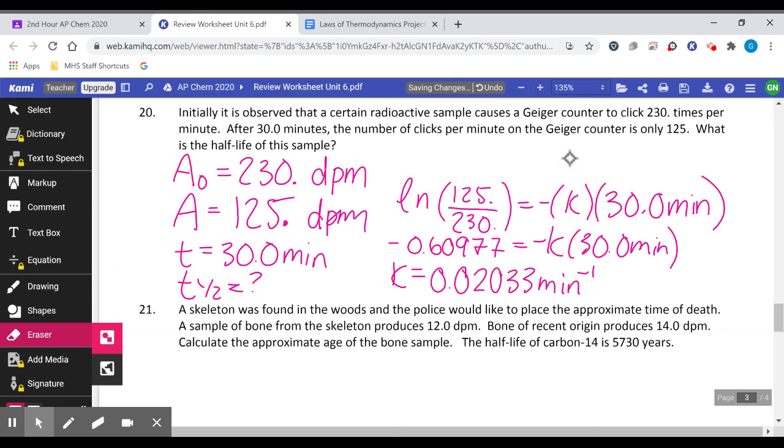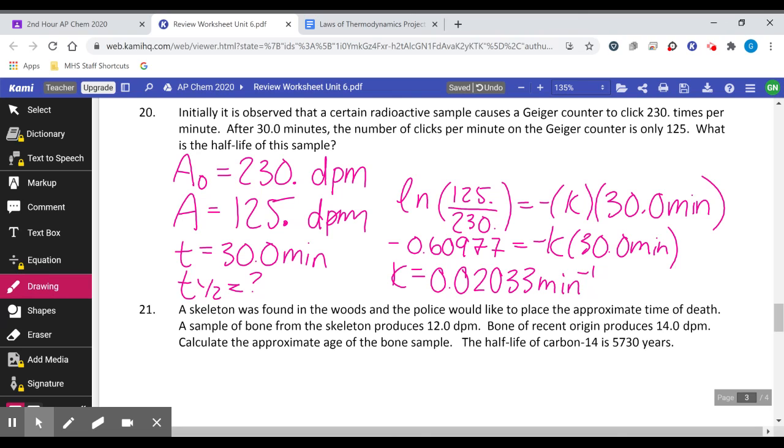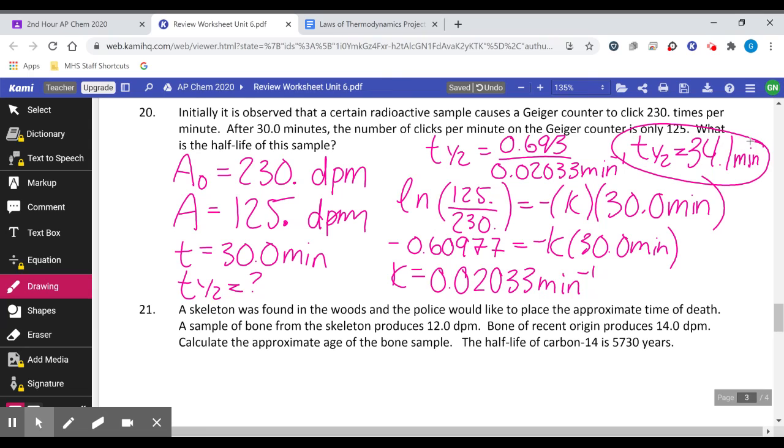Okay, and so now that we know K, we can solve for our half-life. We have half-life equal to 0.693 divided by our K constant. And so I get a half-life equal to 34.1 minutes. That's my final answer for that one.